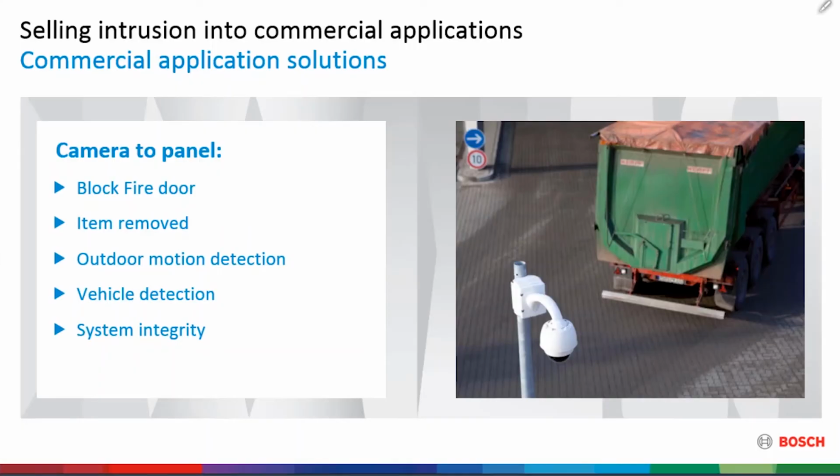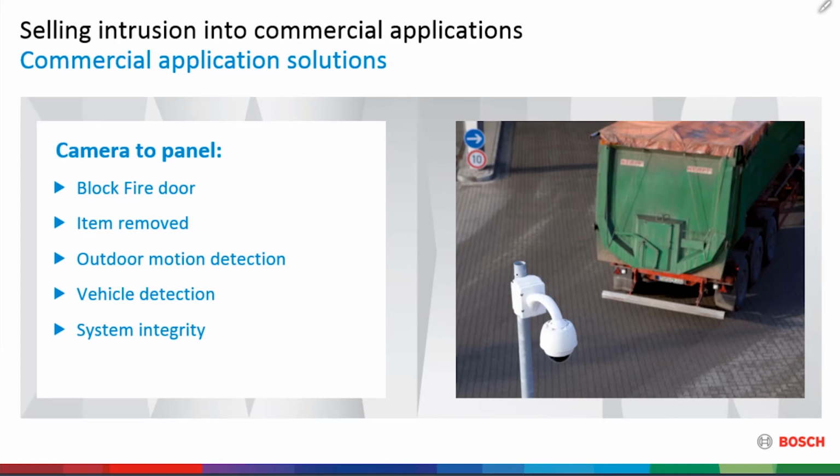Did you know, we talk about an alarm system, and its job is to report things, right? A camera's job, A, is to provide video, but B is to detect things. And with the analytics that are built into Bosch cameras, we can detect things like that fire door has been blocked, like someone has removed an item. They've stolen the Mona Lisa. That'd be a problem, right?